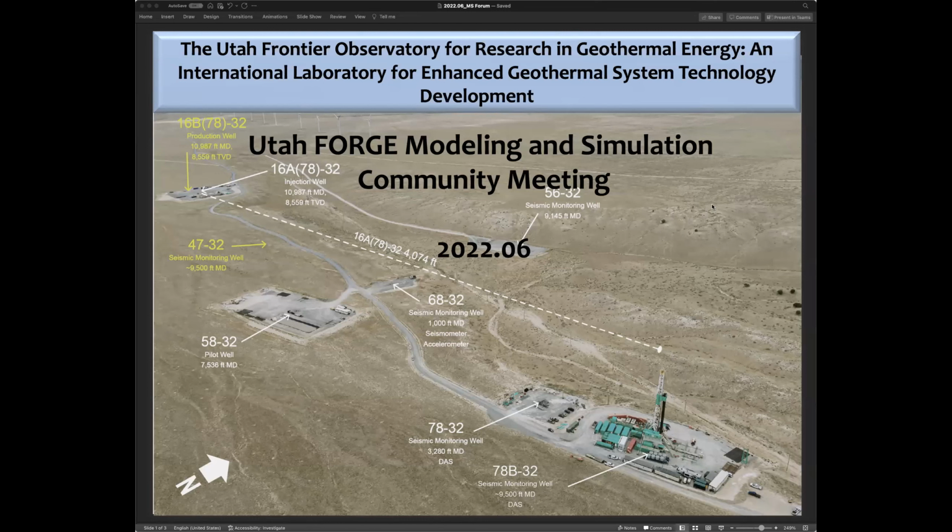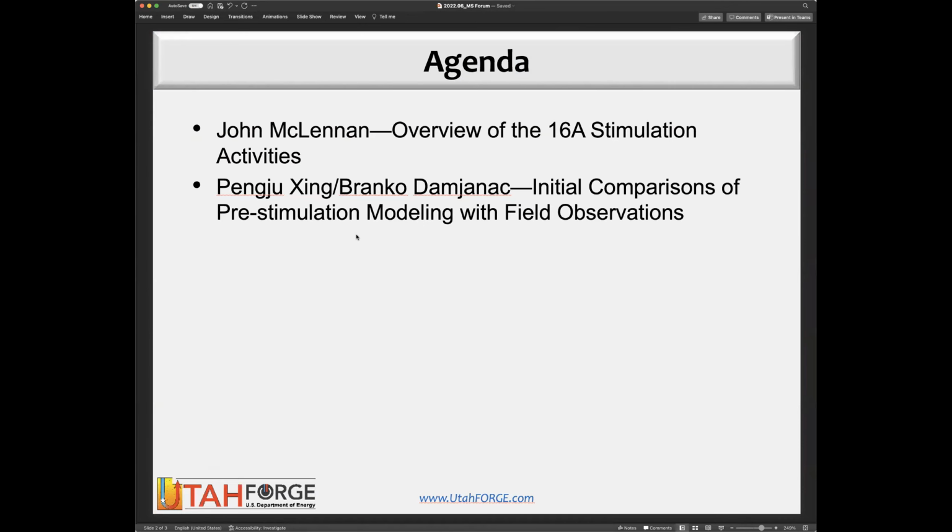Have exciting presentations for everyone today. So two primary people presenting today. John McClellan is able to join us to give us an overview of the 16A stimulation activities.